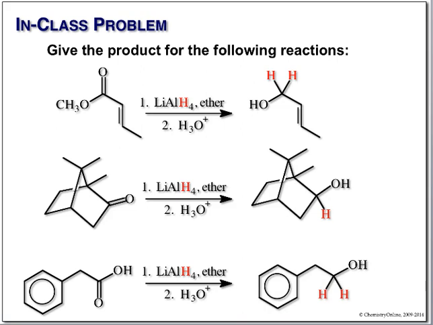The addition intermediate here has a leaving group. Therefore, we form another carbonyl, add another mole of hydride. The addition intermediate here also has a leaving group, OH minus. Add 2 moles of hydride and get to the primary alcohol. Any questions?